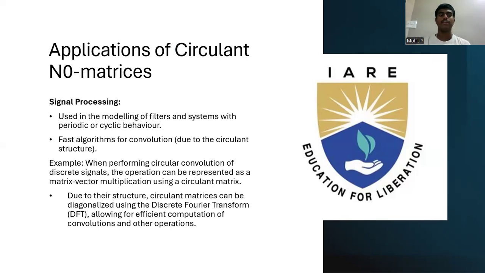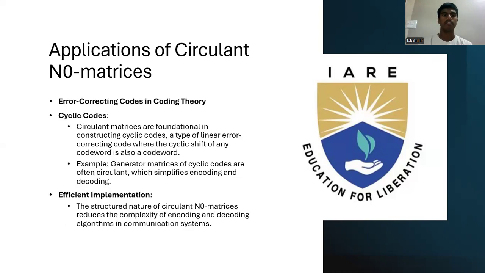Now the applications of circulant N0 matrices, first in signal processing. They are used in modeling filters and systems with periodic or cyclic behavior, and give fast algorithms for convolution due to circulant structures. Cyclic permutation is easy for a circulant structure. So let's take an example. When performing circular convolution of discrete signals, the operation can be represented as matrix-vector multiplication using a circulant matrix. Due to their structure, circulant matrices can be diagonalized using the discrete Fourier transform method, the DFT method, allowing efficient computation of convolutions and other operations as well.